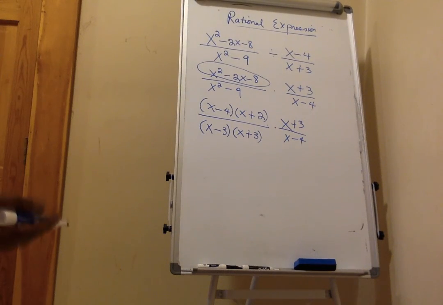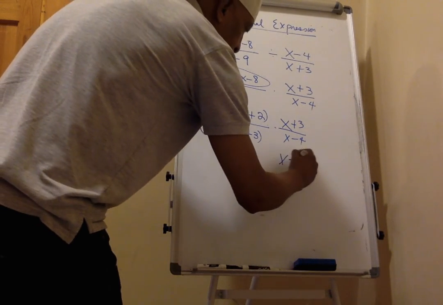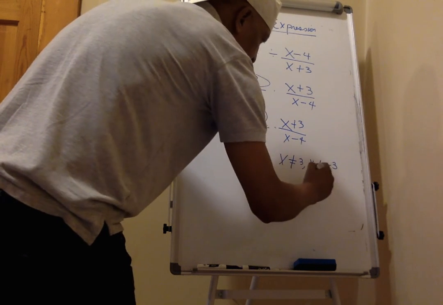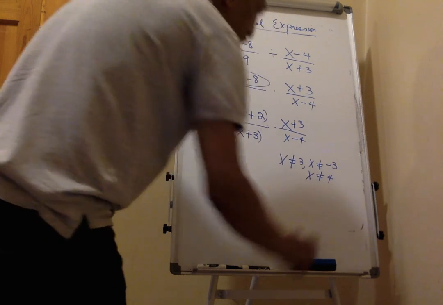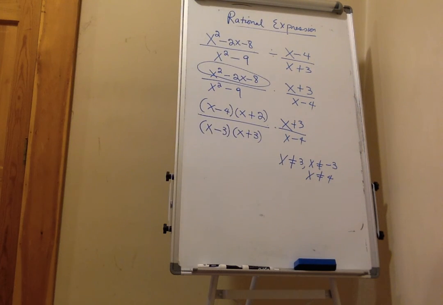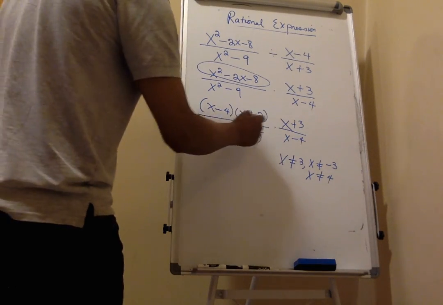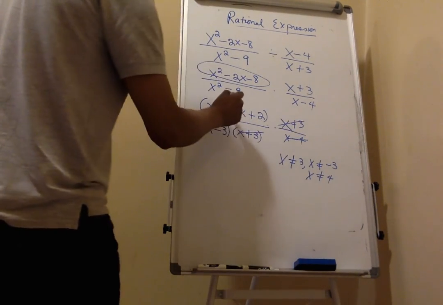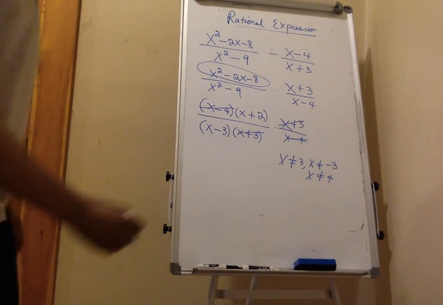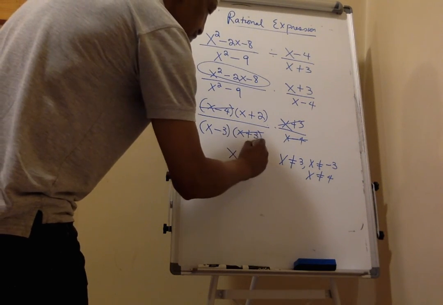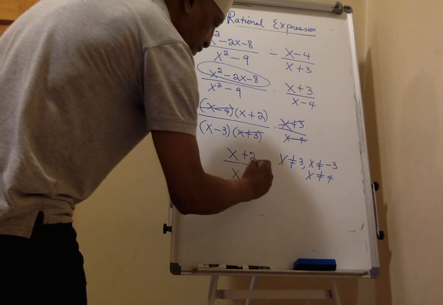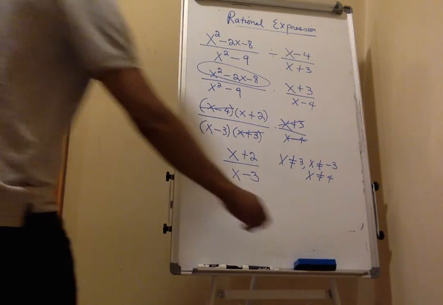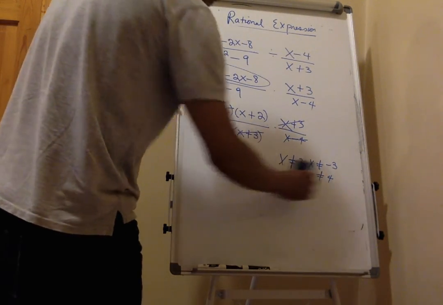As I have told earlier, make sure x cannot equal 3, x cannot equal negative 3, and x cannot equal 4. Okay? Now you can go ahead and simplify. x plus 3 and x plus 3 cancel out. x minus 4 and x minus 4 cancel out. So you end up with x plus 2 over x minus 3. So that's basically what we mean by dividing rational expressions. Okay.